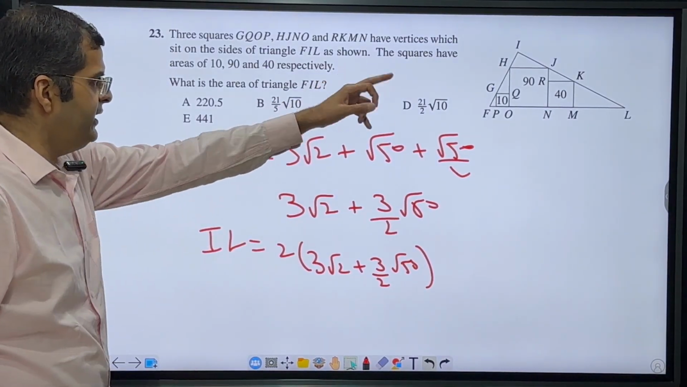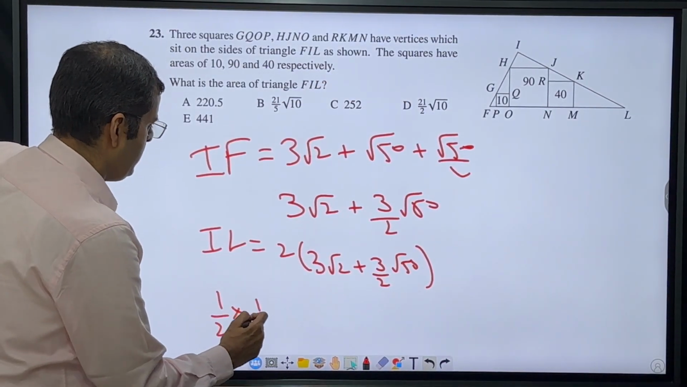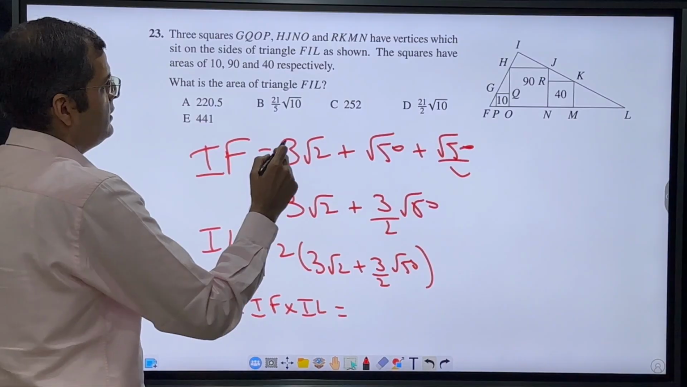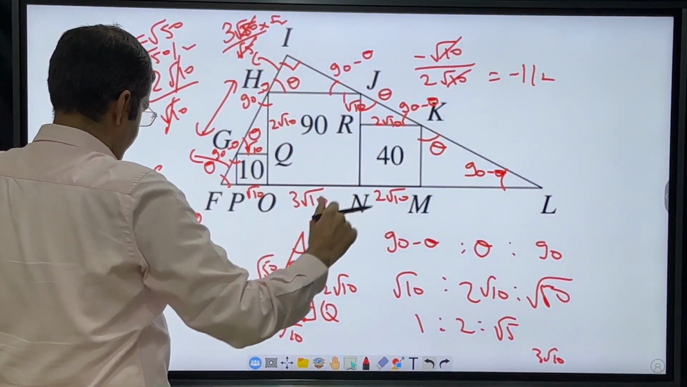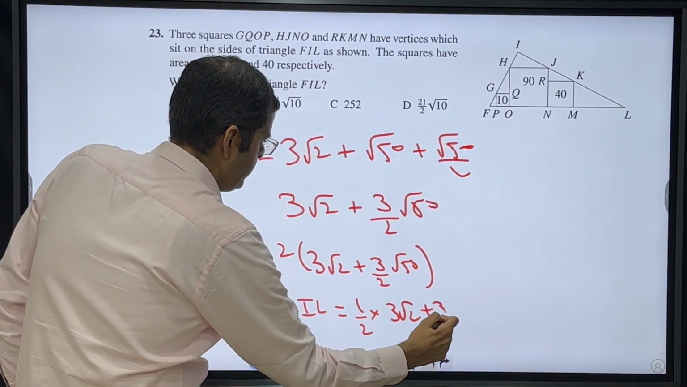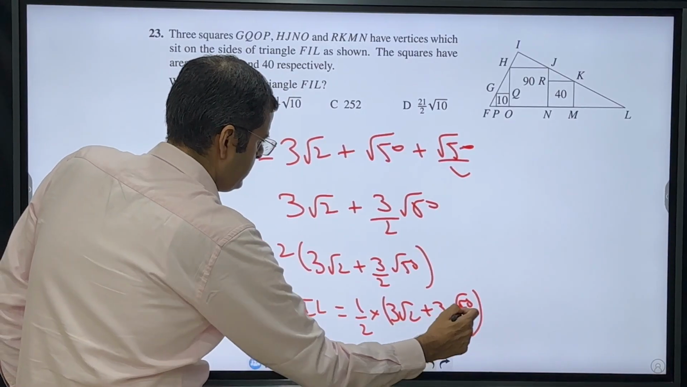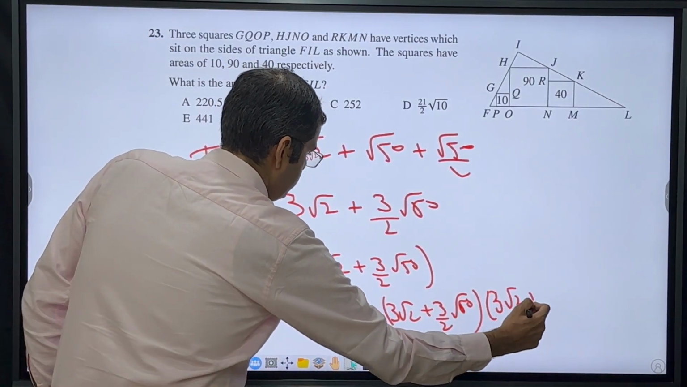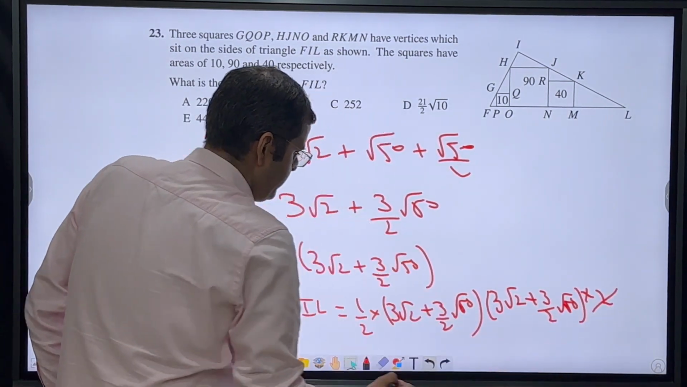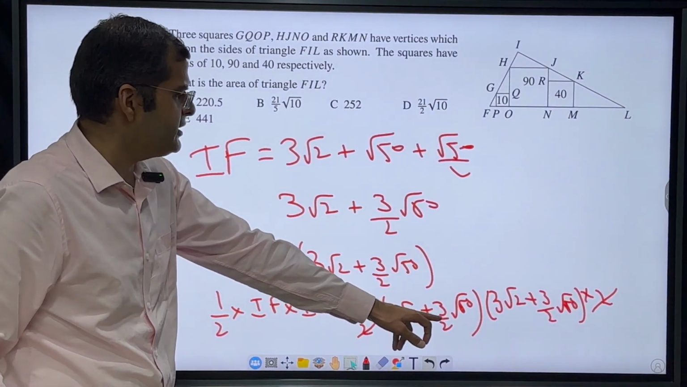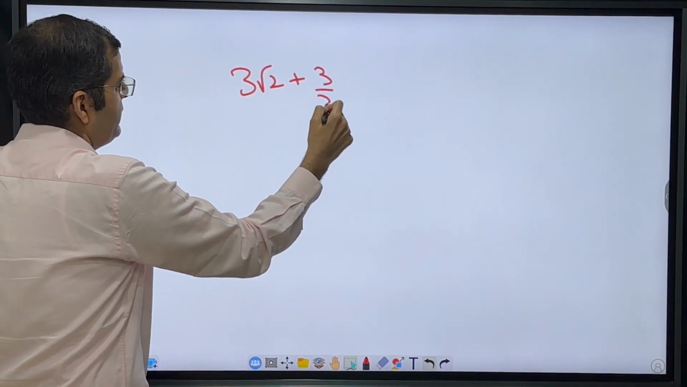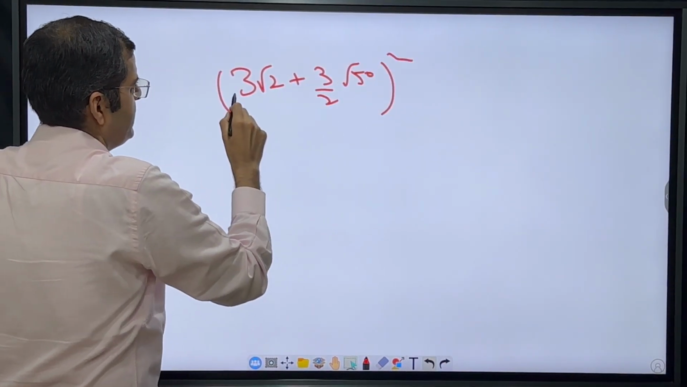And what is the area of this triangle? Half into IF into IL, because angle I is 90 degrees. So that will be equal to half into 3 root 2 plus 3 by 2 root 50, times twice of that, into 2. So this 2 and this 2 go. So this will become 3 root 2 plus 3 by 2 root 50 whole square. That will be the answer.